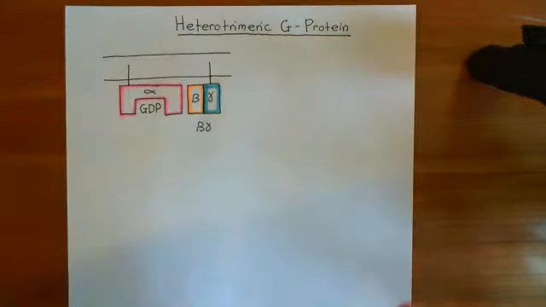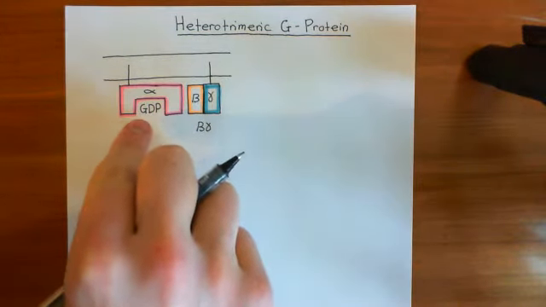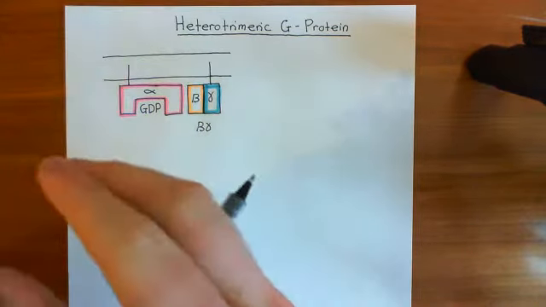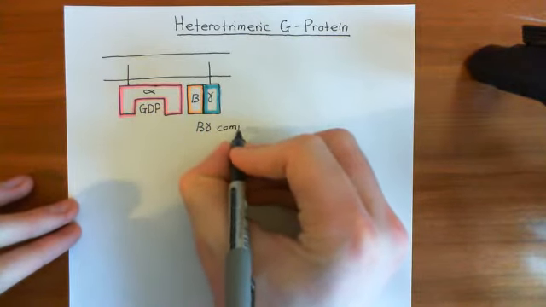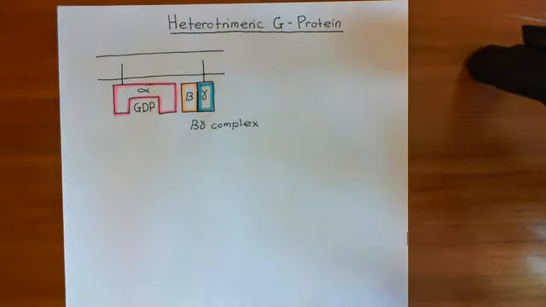Okay, so in the off state, what will happen is that the alpha GDP molecule here will associate and bind with the beta gamma complex here. Okay, right, now before we go any further, I want to discuss with you all the different types of alpha subunits, all the different types of beta subunits, and all the different types of gamma subunits. And this is where it gets a little bit heavy.